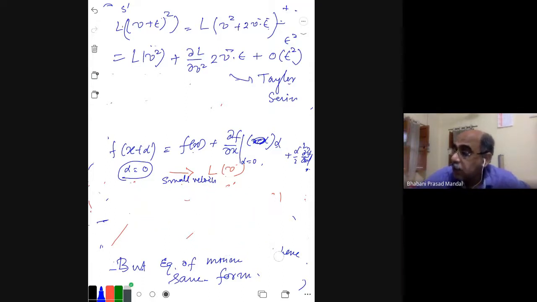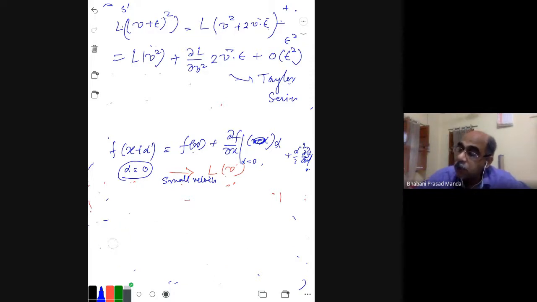Now look at this. Recall the properties of the Lagrangian such that these two Lagrangians, L prime in my earlier notation, L prime of (V plus epsilon) whole square, will be V square plus this. So what will this term be such that L of V and L of V prime have the same equation of motion?